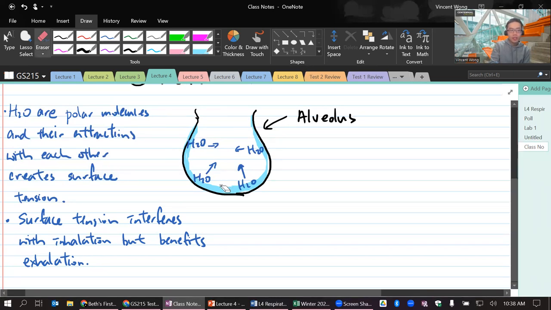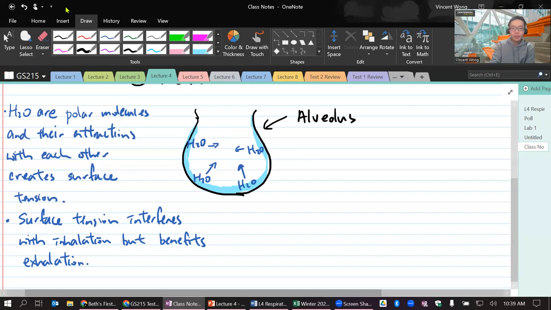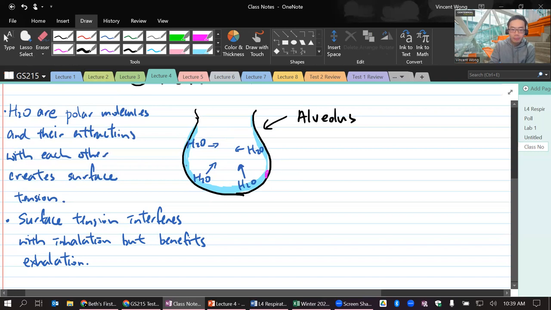Okay. Now, if that's the only force in our lungs, then it would be very tiring to breathe in all the time. Like you actually have to use active energy to just breathe in, and so we don't really want that, right? And there are these other cells in the alveolus. They are called septal cells. And these septal cells secrete an oily substance called surfactant.